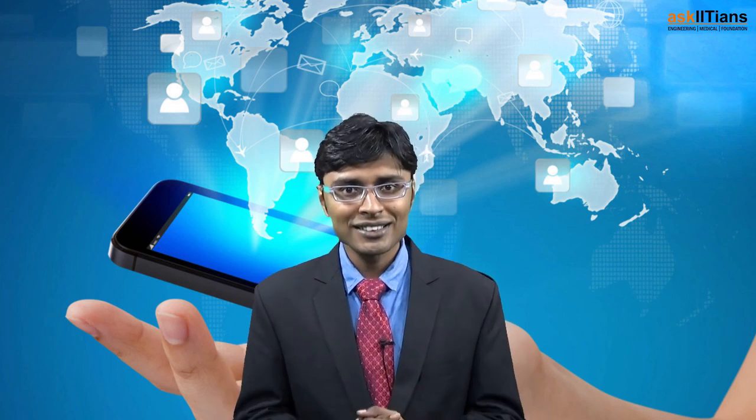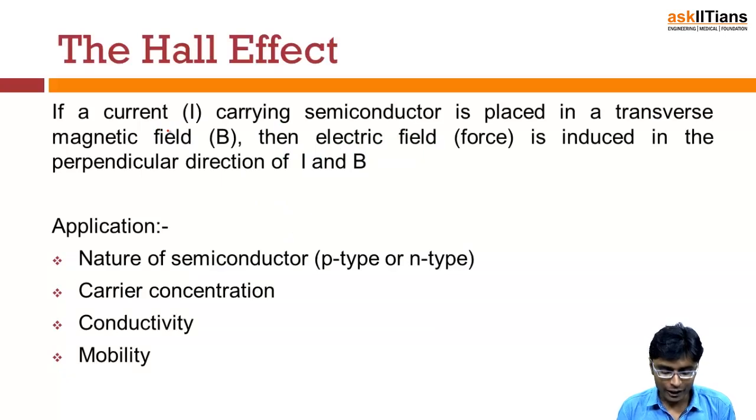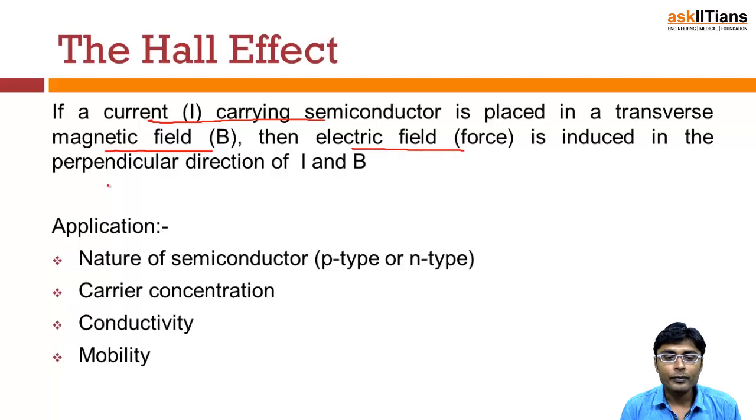So let's start. Okay students, so now let us study Hall effect. Hall effect says that if a current carrying semiconductor is placed in a transverse magnetic field B, then an electric field is induced in the perpendicular direction of current as well as magnetic field.